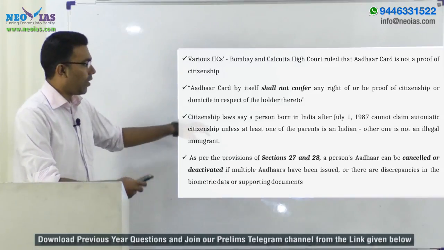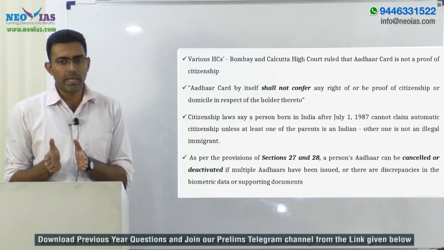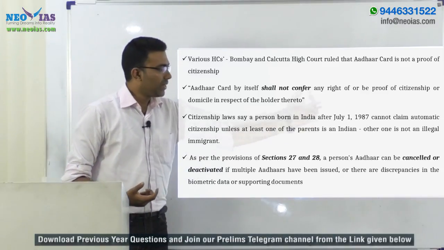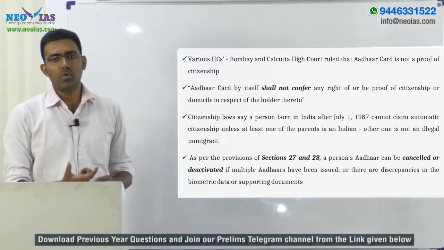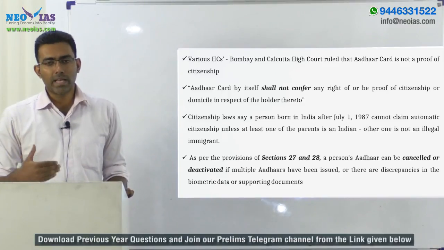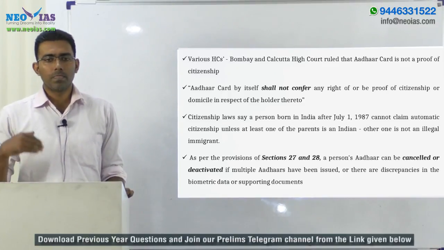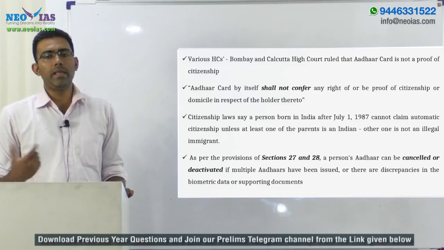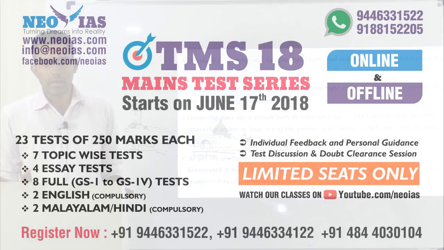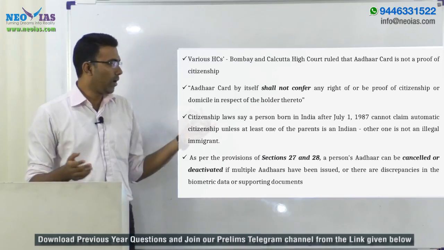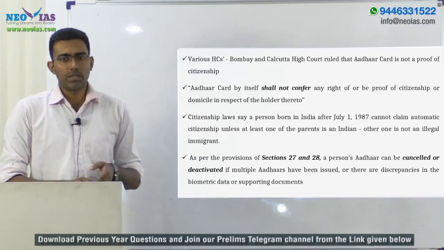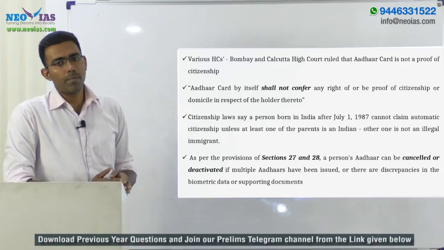And again, the citizenship law states that if any person is born in India after July 1st of 1987, to be recognized as a citizen of India, one of his or her parents has to be a citizen of India and the other should not be an illegal immigrant in India. Only if these criteria are fulfilled can that person be recognized as a citizen of India. So again, having an Aadhaar card naturally will not be a proof.